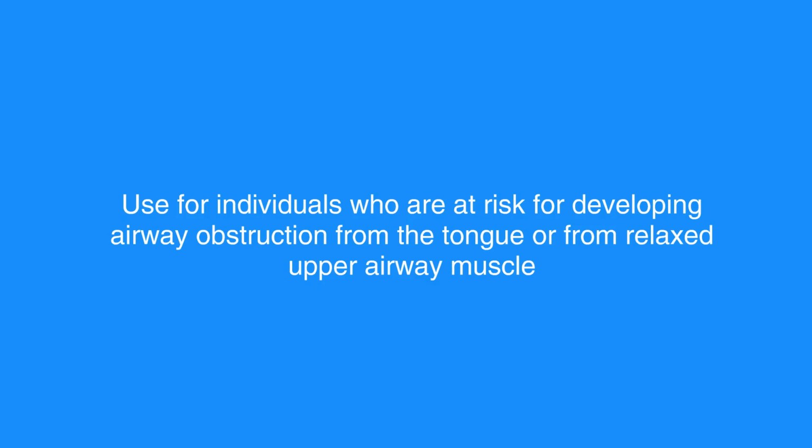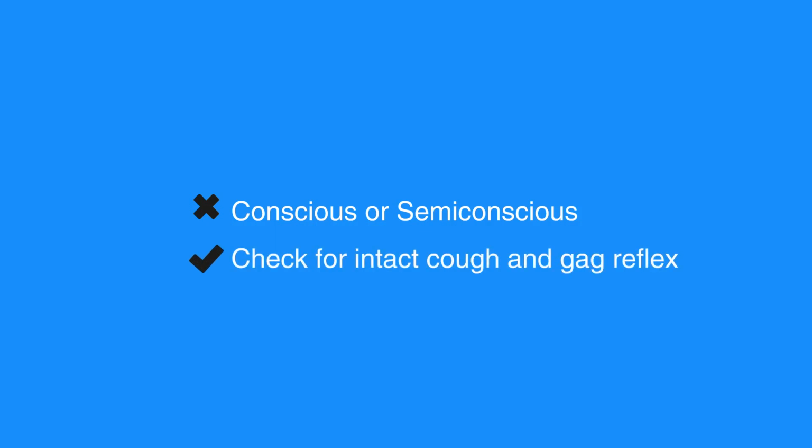If efforts to open the airway fail to provide and maintain a clear, unobstructed airway, then use the OPA in unconscious individuals. You should not use an OPA in conscious or semiconscious individuals because it can stimulate gagging and vomiting and possibly aspiration. The key assessment is to check whether the individual has an intact cough and gag reflex. If so, then do not use an OPA.